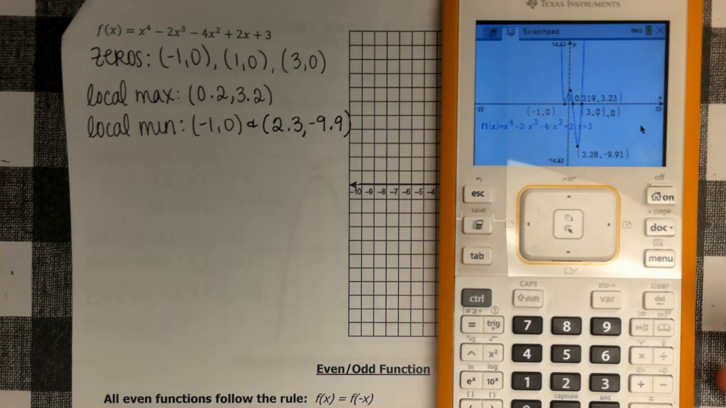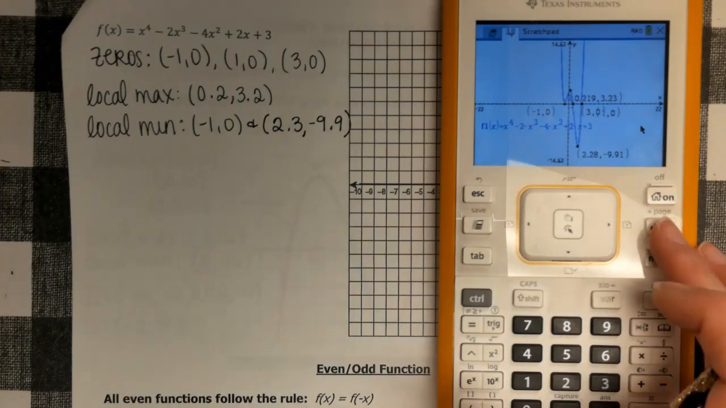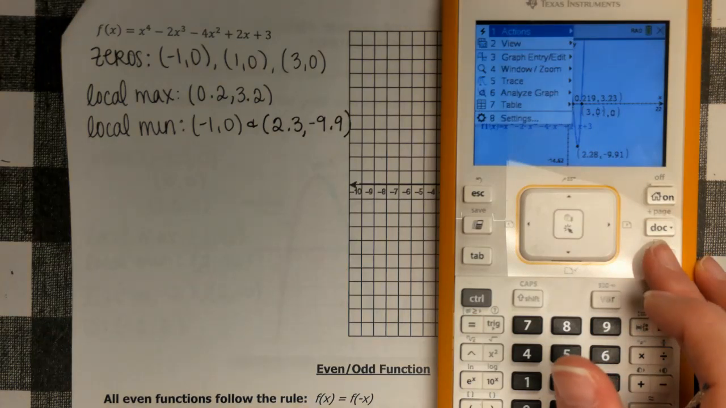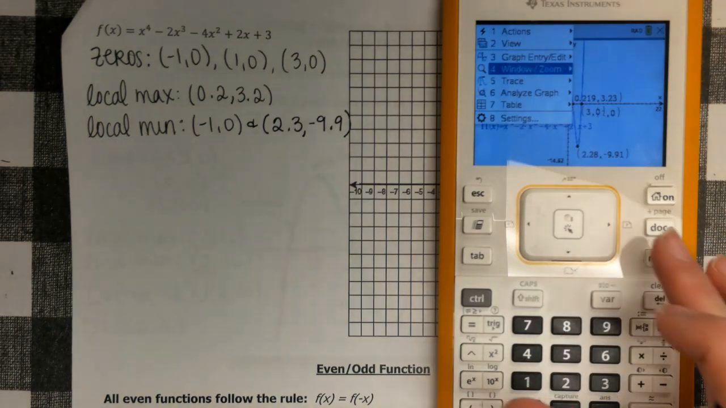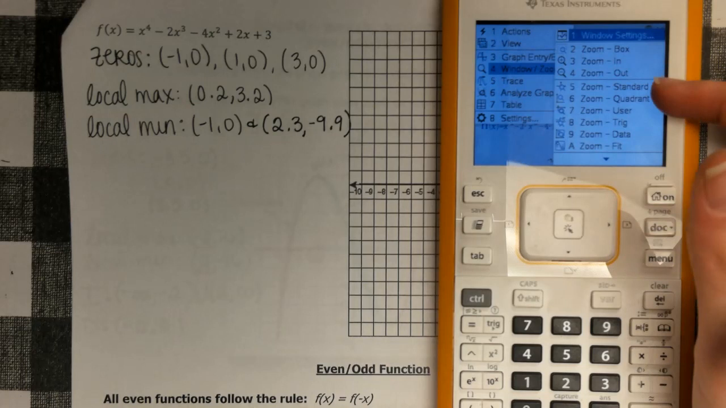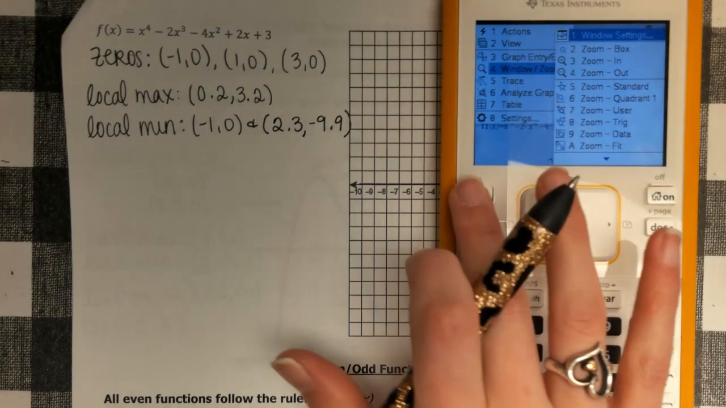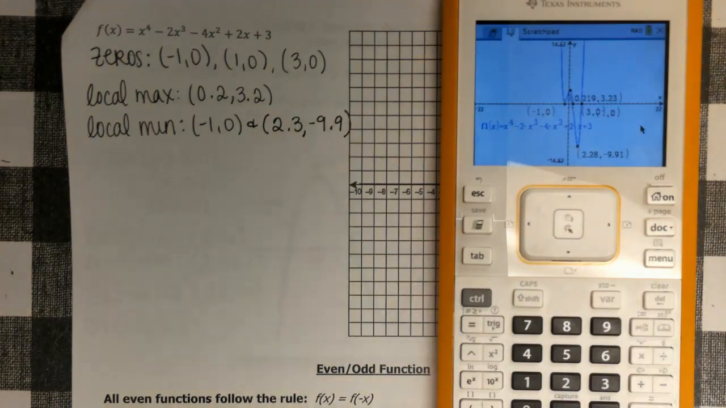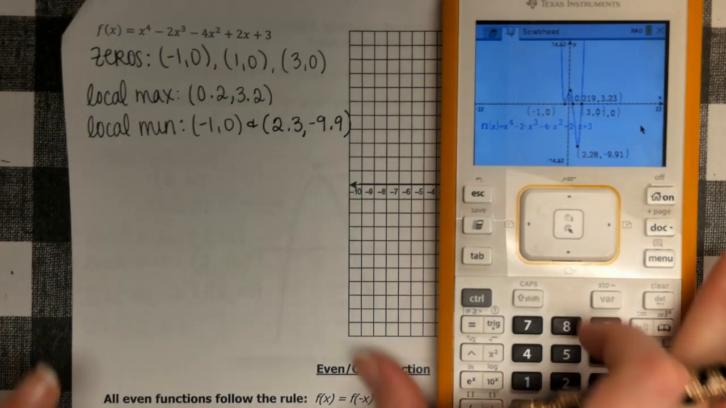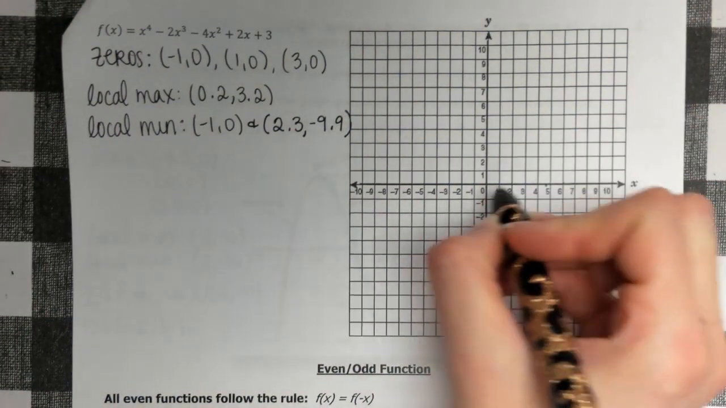Now, if you want to zoom it out on your own, just to make sure you're accurate, you can do menu, and then option 4 is zoom, and you can zoom it in and out. Okay? So, I don't do that because I know it will zoom it out for me, but if that's what makes you feel comfortable, then do that. Okay? So, I'm going to plot my points.